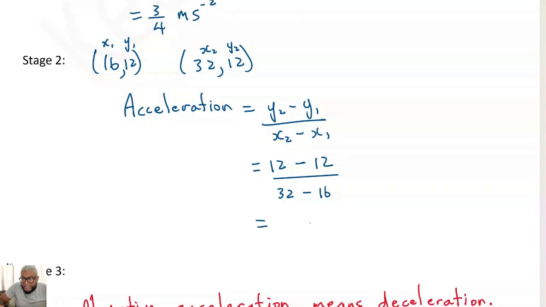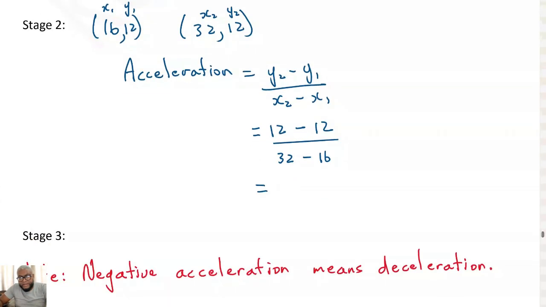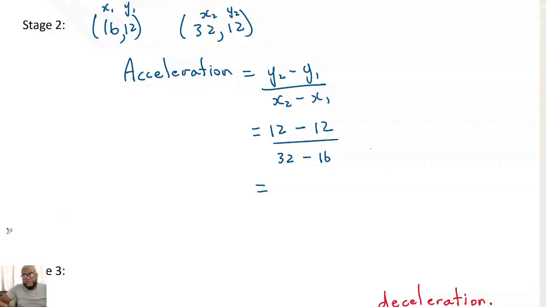Come on. Lock in. Right? So, watch it now. What would this work out to be, JL Singh? 12 minus 12 is 0, and 32 minus 16 is 16. Right. And 0 over 16 would be what? 0 divided by 16 would be? 0. So it's 0 meters per second to the negative 2 power, right? That's the acceleration. Remember, I told you all when your line is flat, your acceleration is 0, right?